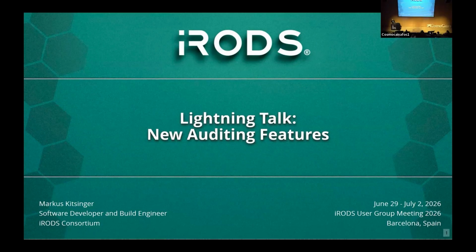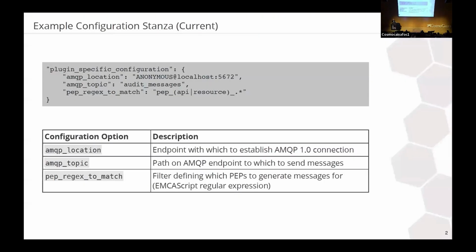So I had a slide in the technology update where I talked about some of the changes to the auditing plugin. I've had people ask me about that, so I wanted to show what the new configuration looks like compared to the old configuration. So this is what it currently looks like. We've got 3 options in our plugin specific configuration: AMQ location, AMQP topic, and PEP regex to match. If you've worked with our plugin before, you've seen this before. It's pretty simple. Not a whole lot here.